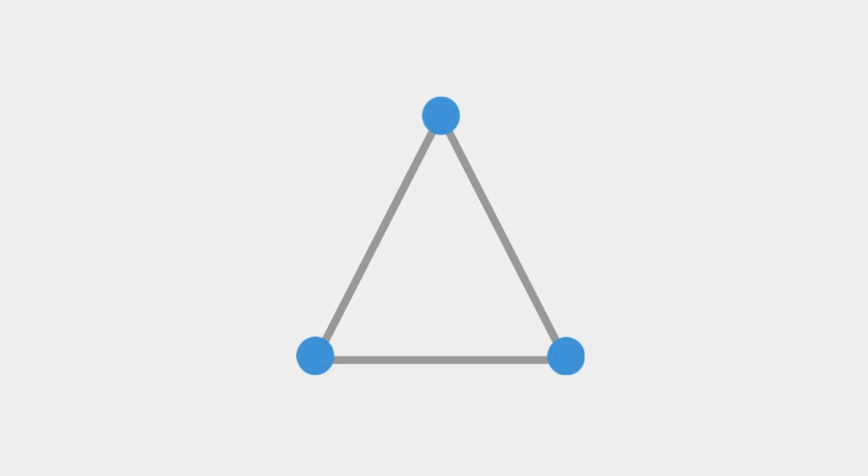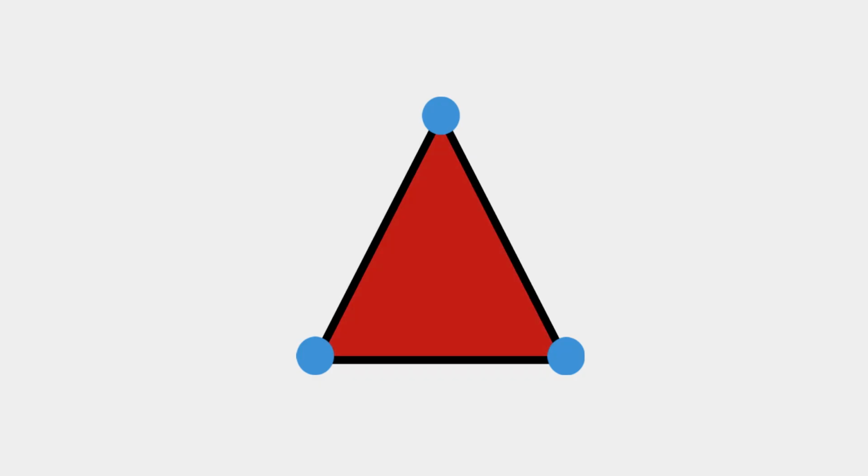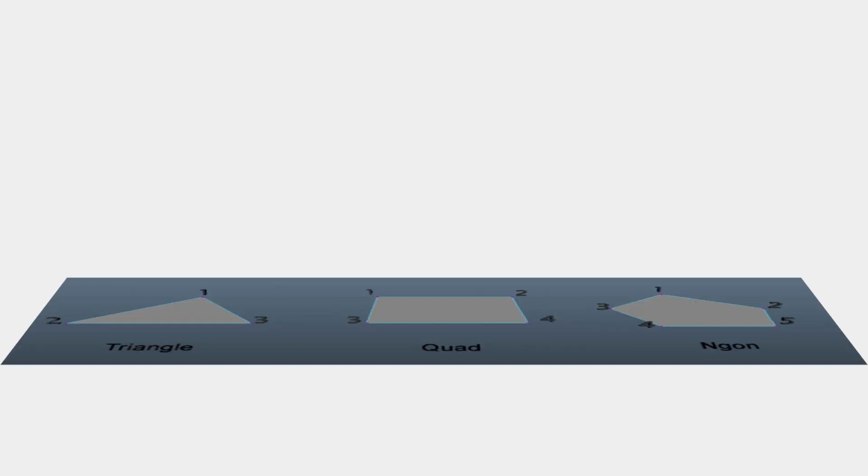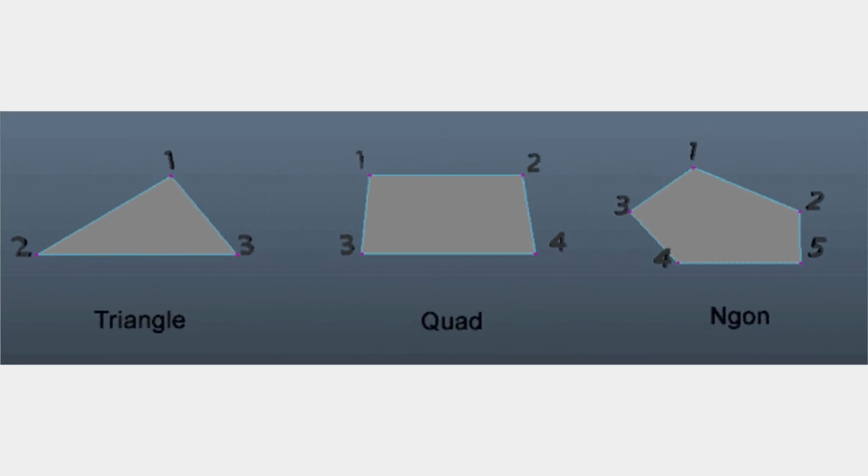When three or more vertices/points are connected by edges and form a face, this is considered to be a polygon. Polygons themselves are flat, but put a bunch of them together and you get a polygonal mesh, which are your 3D objects. Depending on how many sides your polygon has, it can either be a triangle, 3 sides, a quad, 4 sides, or an n-gon, where n is equal to the amount of sides.